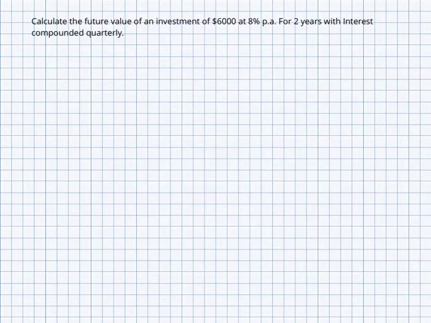So with this question, it starts off the same. Calculate the future value of an investment of $6,000 at 8% per annum for 2 years, but this time the interest is compounded quarterly. So this is where it becomes really important to make sure you pull out the information that you need.